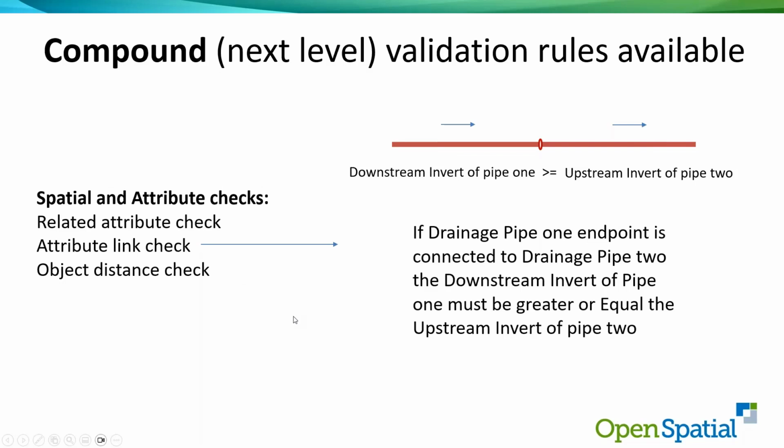So you can look at an attribute link check. So if a drainage pipe endpoint is connected to a second drainage pipe, so basically you'd have, say, 2 drainage pipes on the same manhole or drop inlet, the downstream invert of the first pipe must be greater than or equal to the upstream invert, depending on how you go. Let me see. Downstream invert should be lower than the upstream, I would say. And you can set all of those and check it. So we're actually looking between features at what the relationship is.